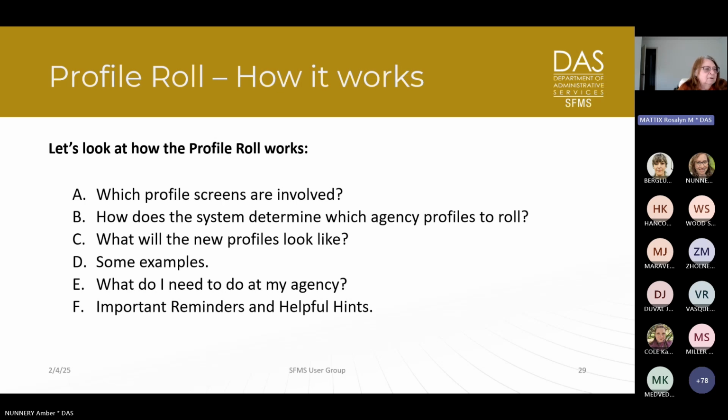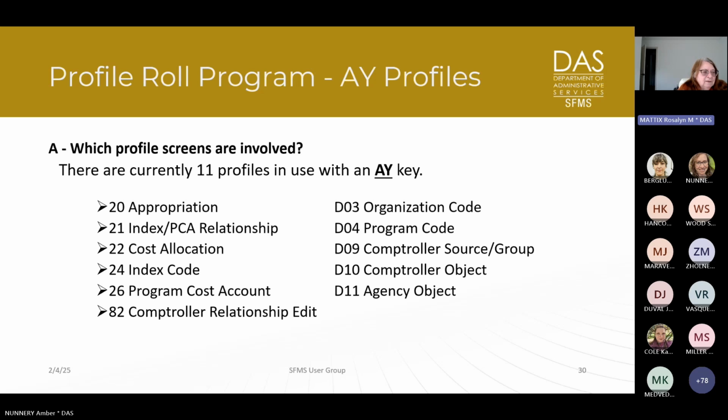Next slide, please, Amber. So the profile screens that are involved, there's 11 profiles that use the AY key: the appropriation profile, the index CPA relationship profile, cost allocation, index code, program cost account, controller relationship edit, organization code, D04 program code, controller source group, controller object, and agency object. There are 2 other AY tables in our STARS, but Oregon does not use them, which is the D34 and the D52 profiles.